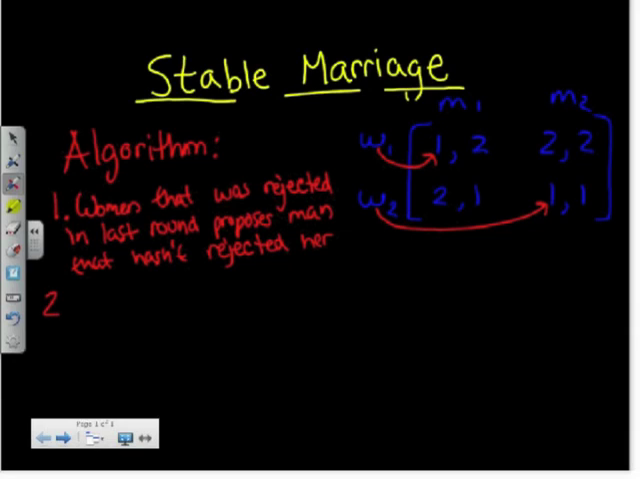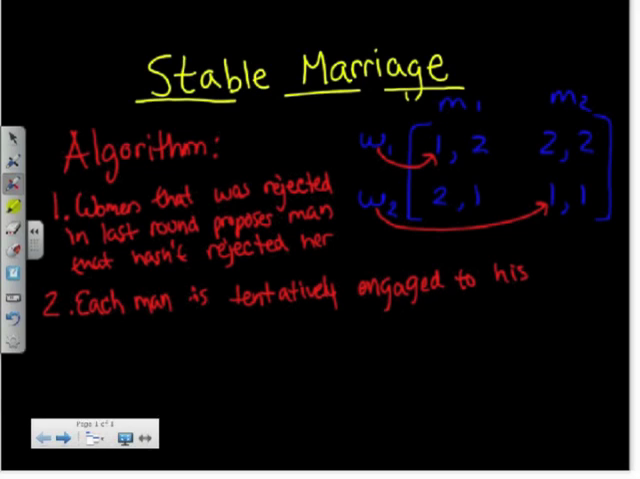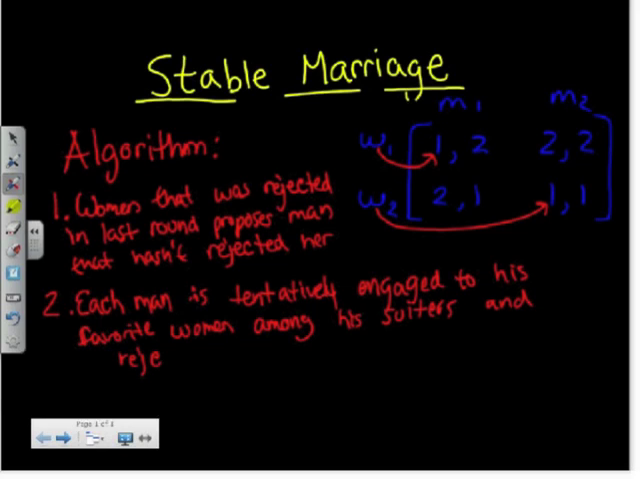So the second step is that each man is tentatively engaged to his favorite woman among his suitors and rejects all others.